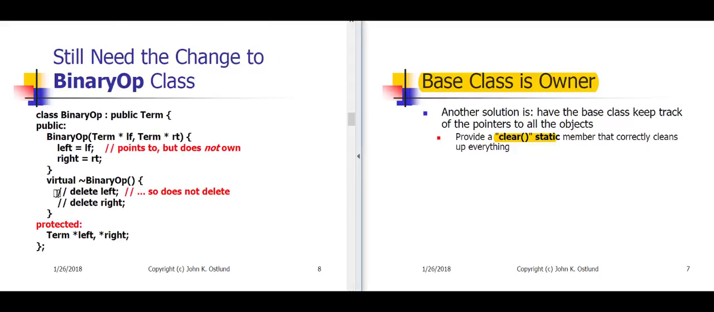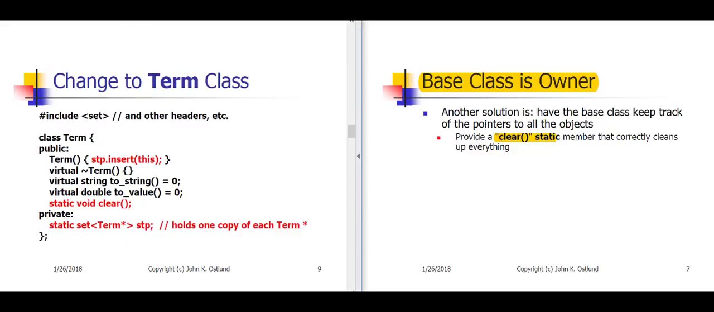If we go with this approach, we're still going to need to make the same change in the binary op class. That is, we're going to need to make the binary op class know about the addresses of the left and right terms, but not be the owner of those pointers, so that the destructor is modified so that it does not do delete of left and right. All this deleting is pushed down a level into the term class, and in this particular example, what we're doing is creating a private data member in the term class.